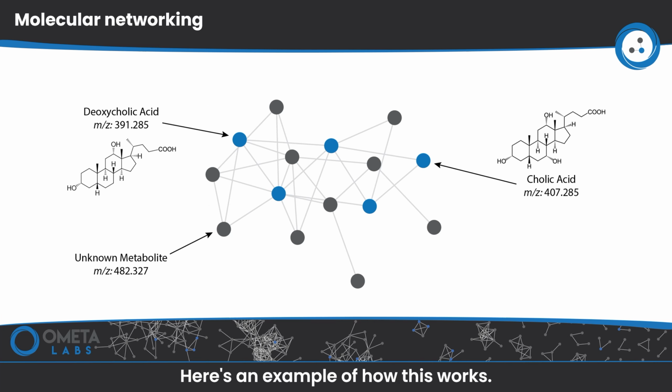Here's an example of how this works. This is a subnetwork in which all the compounds with library matches are different bile acids, so it's not too much of a leap to hypothesize that your unknown metabolite is also going to be a bile acid.